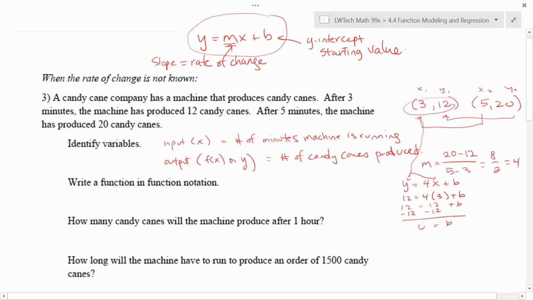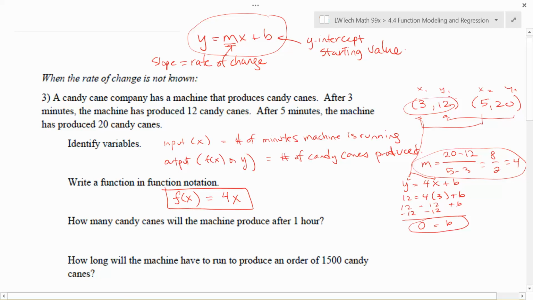And that's not really a big surprise if you think about it. When I turn my machine on, I have not made any candy canes yet. So that actually makes sense here in this situation. So I have a b of 0. I have a slope of 4. And that should be enough now to write my function. It wants our function in function notation, so let's just go ahead and write f of x instead of y is equal to the slope 4 times x plus our y-intercept, which is 0. Again, adding 0 doesn't change much in the problem, so you can leave that part out, and we could just say that our function is f of x equals 4x.